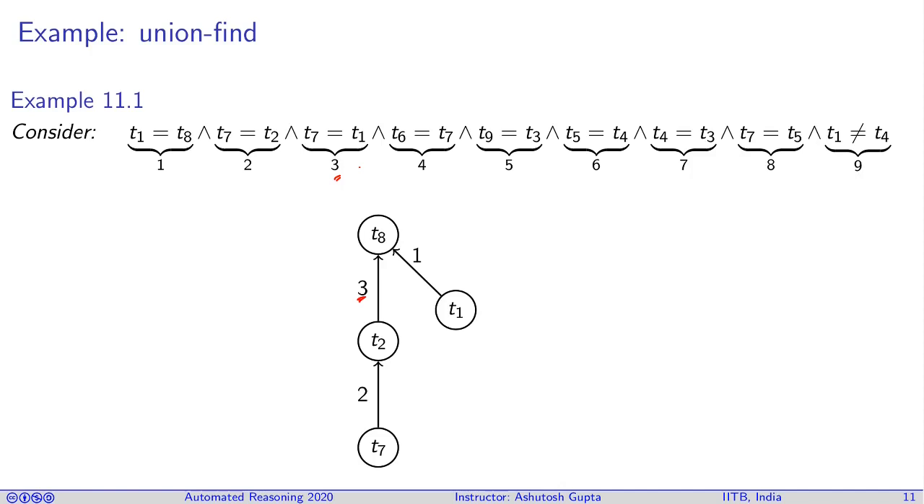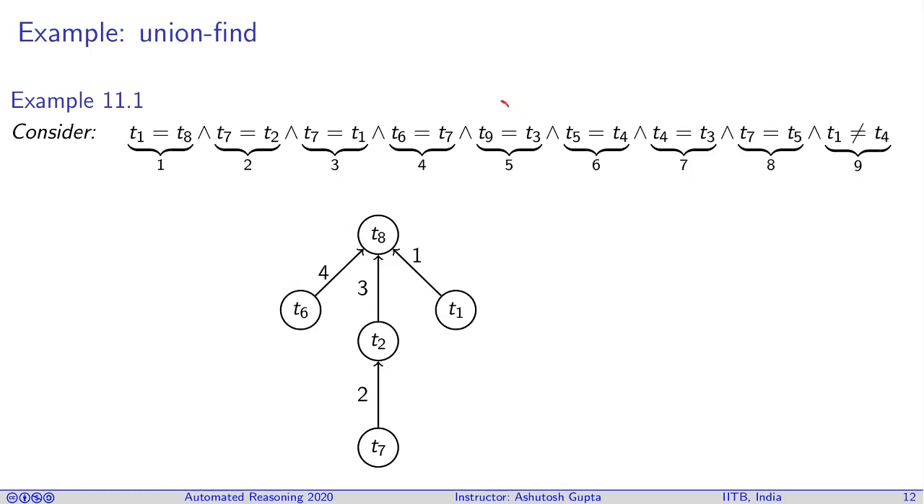Now let's add T6 equals T7. T6 is a new term, and T7 is a term which is already in a class. So we create a node called T6 as its own equivalence class. Then you can see that the other equivalence class has a larger number of nodes. Therefore I connect T6 to T8 and label it with 4.